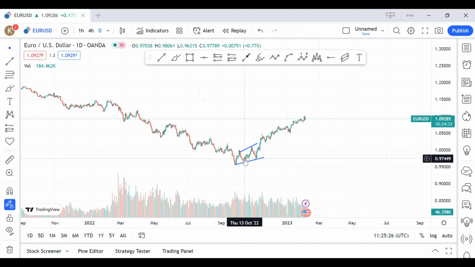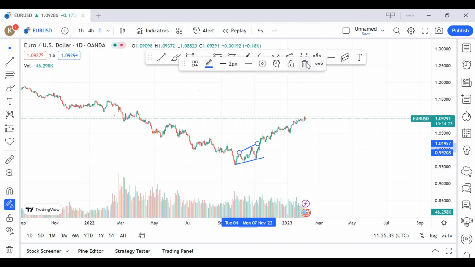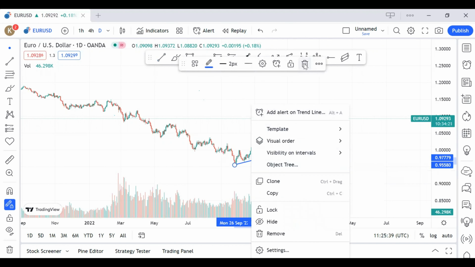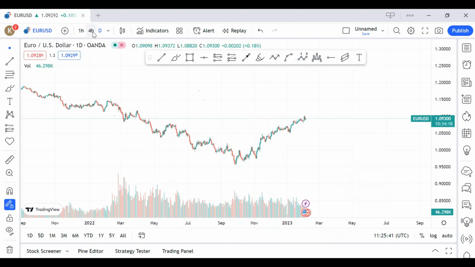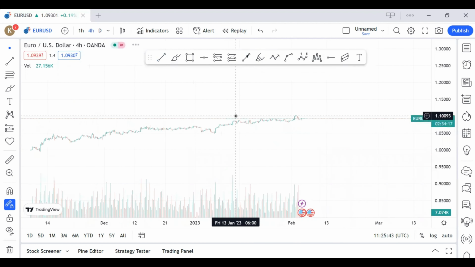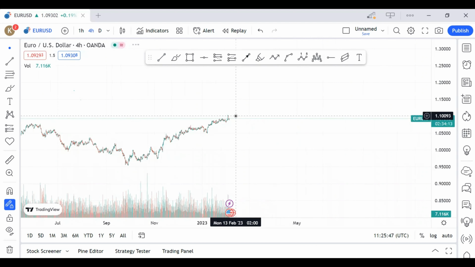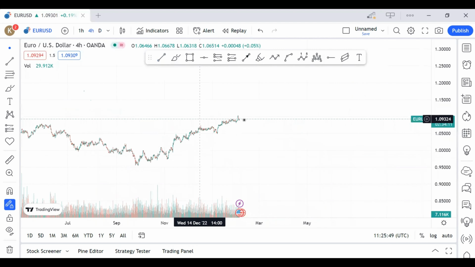But at this point here, I would have taken my buys at this level here, seeing that the market changed its structure. But since you do not see much detailed information on a daily time frame, let's move to a 4-hour time frame and see what Euro USD, or Euro in specific, has been doing.